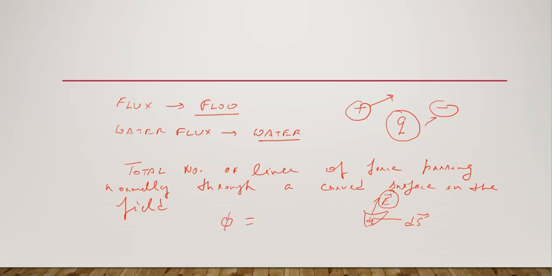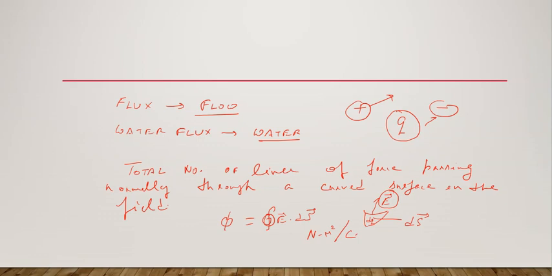Phi is the symbol of electric flux: phi equals the closed integral of E dot ds. The MKS unit is newton meter square per coulomb.